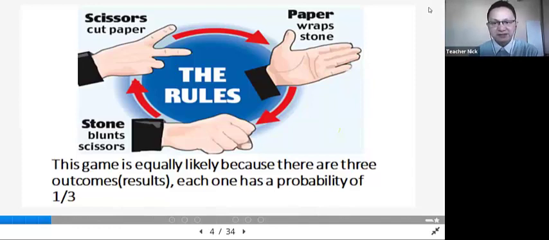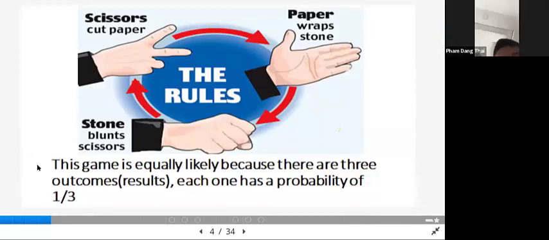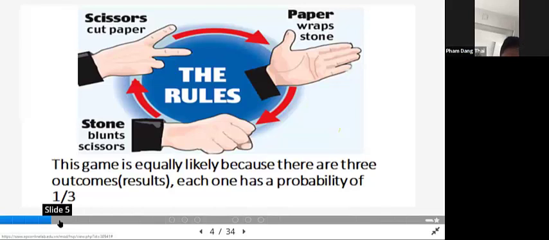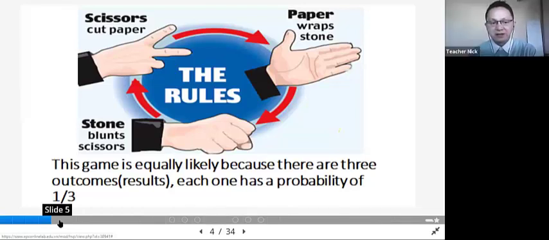Equally likely means it is fair, equally fair, because there are 3 outcomes or results. Each one has a probability of 1 over 3. So there is no bias there. It means it's only a fair game. Nobody can say, "Oh, teacher, you are so biased. You choose this one. You like this one." Bias means you are not fair, right? So this game is equally likely, right?